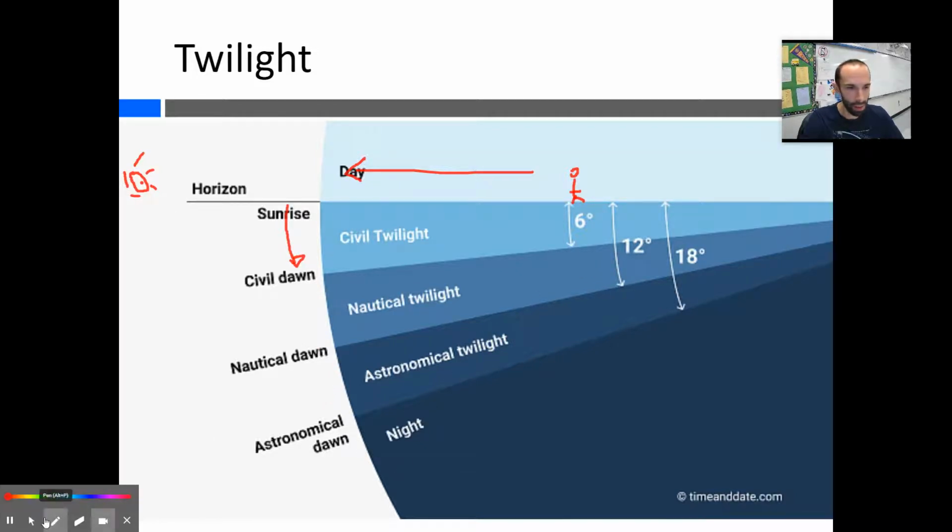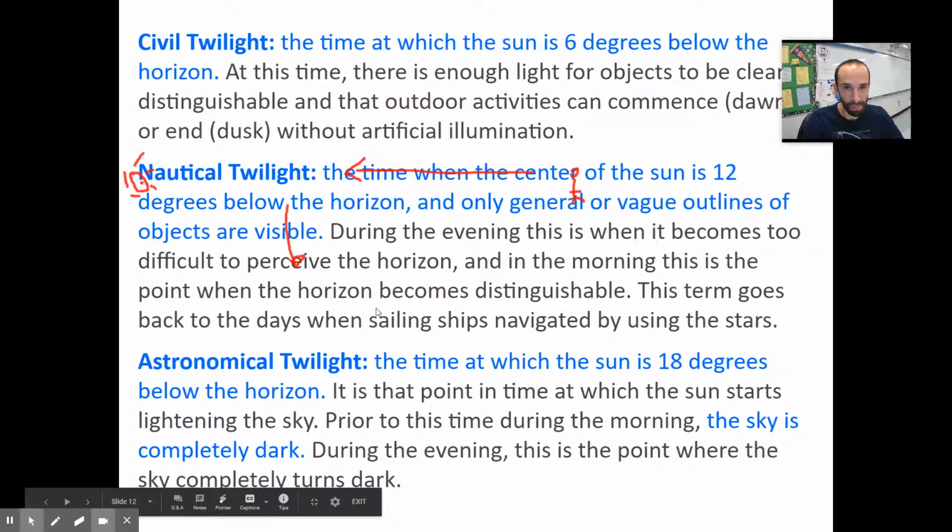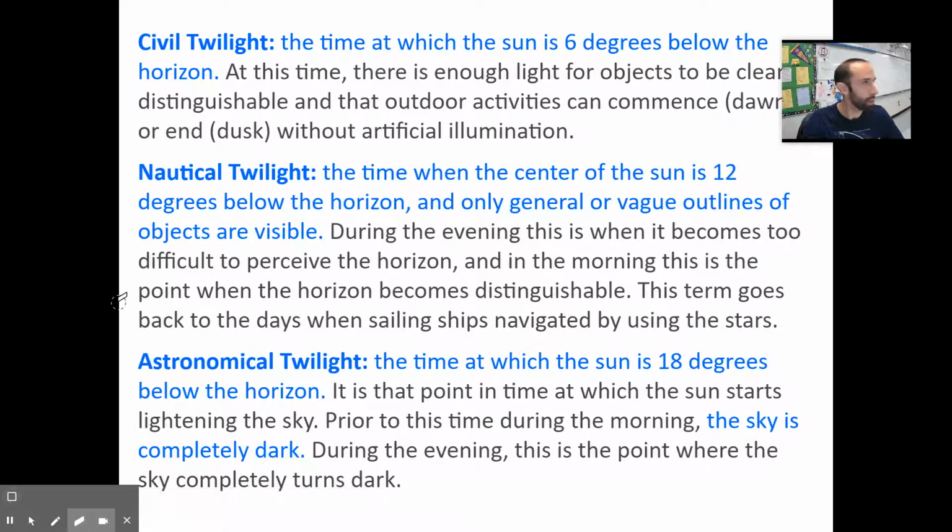Okay, so let's take a look at these definitions. Let me erase my screen. All right, so you can see the definition of civil twilight is the time when the sun is 6 degrees below the horizon.